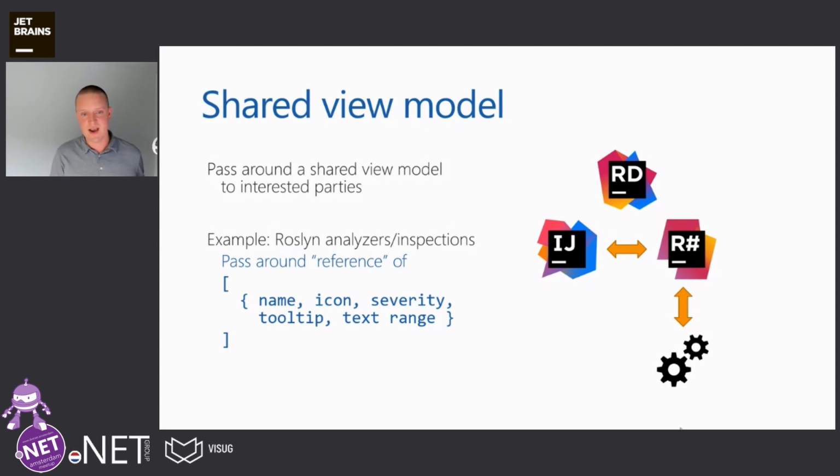So there's another feature in Rider where you can also load Roslyn analyzers. So if you have your own inspections, for example, that are written in Roslyn, you can run them in Rider. Well, we share the model of inspections between IntelliJ, between ReSharper, as well as our Roslyn analyzer process. If a Roslyn analyzer fires and says, look, I have an inspection to report, something is happening, I want this icon, this severity, this tooltip, and this is the text range in the document, well, it simply can add that to a collection of inspections, and ReSharper will see this, and IntelliJ will see this as well. So we are sharing the view model between processes.